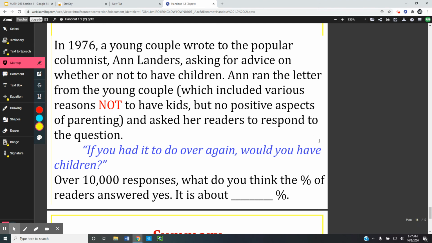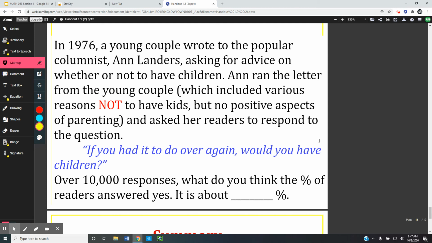So back in 1976, and most of you are probably way too young to have any clue about 1976, there was this popular columnist. She wrote in the newspaper. Her name was Ann Landers. You can look her up if you have nothing better to do right now. People would write in to her and ask advice, and she would write back.